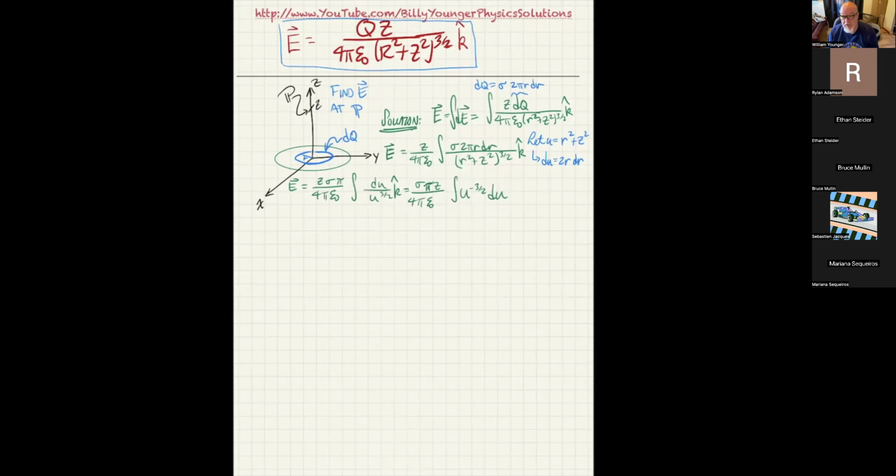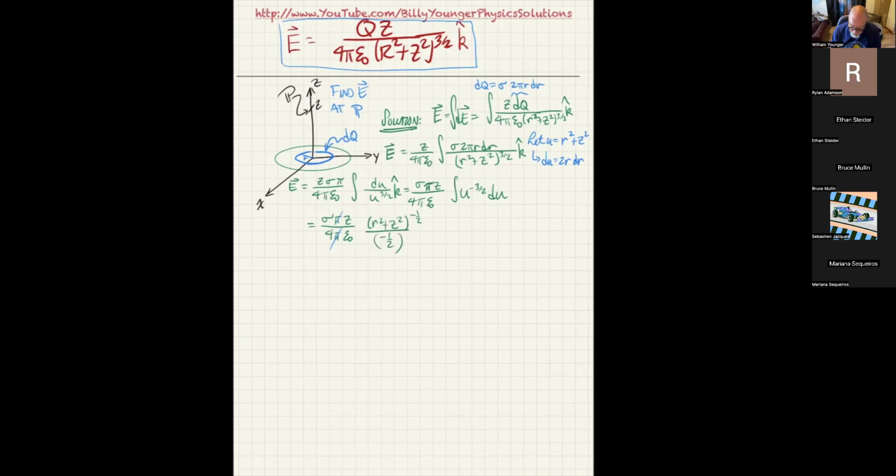So the integral of u to the negative 3/2 is u to the negative 1/2 divided by negative 1/2. So now I can say sigma pi z. Again, I forgot to cancel out the pi's, but that's okay. We'll do it on the next pass. So this pi cancels out with that pi. But anyways, now I have u, which is r squared plus z squared to the negative 1/2 power divided by negative 1/2.